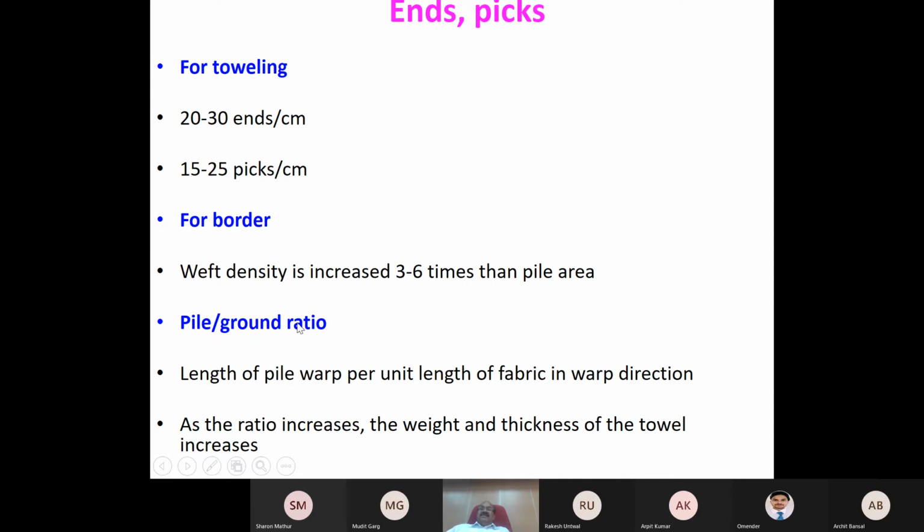It varies depending on what the loop density will be. We can have a towel with very high loop density, or a towel with low loop density. If you increase the pile to ground ratio, then the number of loops per unit area on the surface of the fabric will be more.